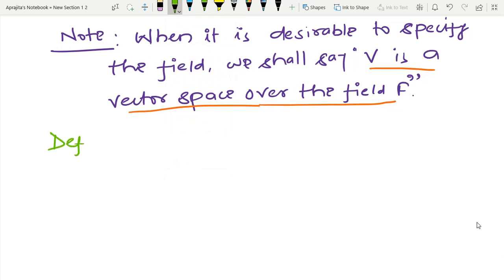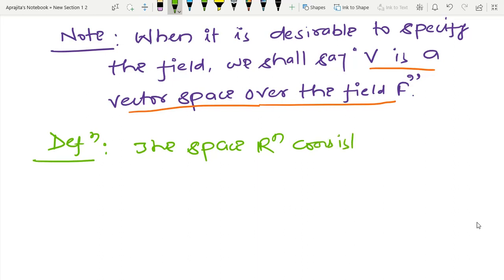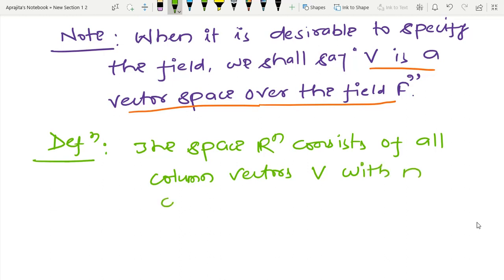Again, I need some more definitions, so I am going to state that definition. The definition is like this: the space Rn consists of all column vectors V with n components.